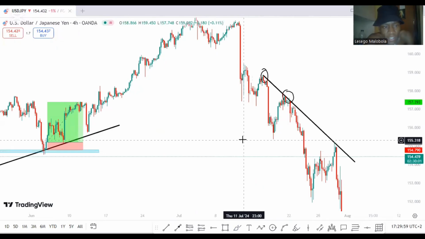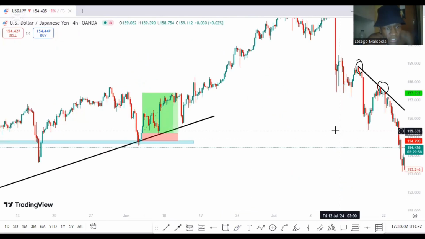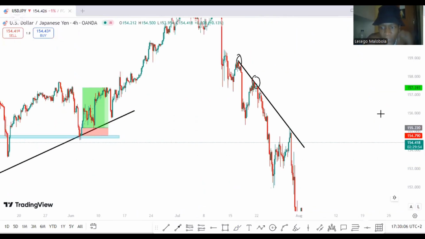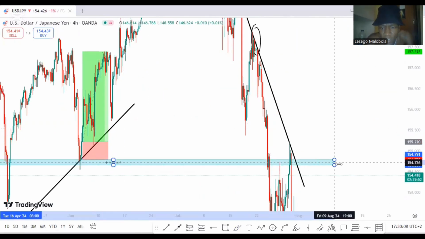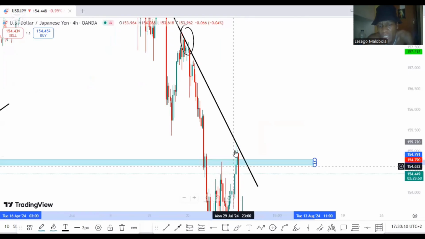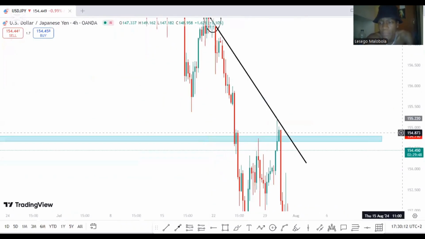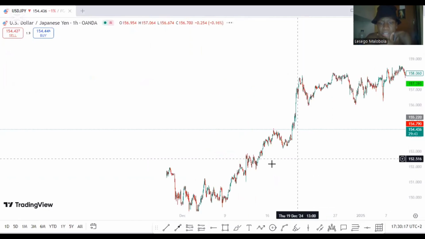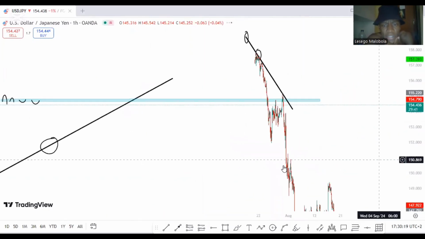In terms of support and resistance, I don't see anything that I can work with, other than if I stretch this one here. I don't like the fact that it's just giving us a fake out. But let's see how it's looking on the 1 hour time frame before we can actually confirm it as our resistance level.